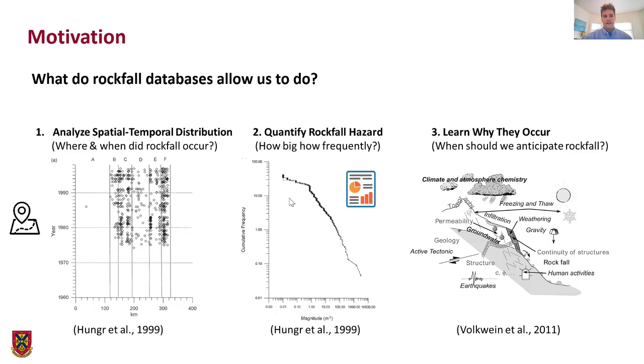And so rockfall databases allow us to analyze spatial temporal distributions to learn where and when rockfall occurred. And maybe we can identify some hotspots and areas which we might want to prioritize. We can look at quantifying rockfall hazard with a magnitude frequency distribution, which helps us understand how frequently events of certain magnitudes will occur in the future. As well, we can learn why rockfall events occur. So looking at the susceptibility factors as well as the triggering factors to further understand the rockfall process, which might help us prioritize and prevent some consequences of rockfall.